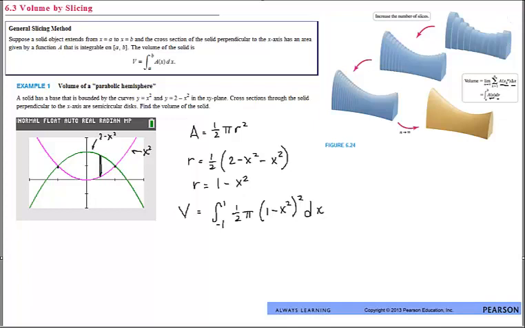The easiest way to do that integral is just multiplying it all out and getting the integral from -1 to 1, and I'll just go ahead and pull the 1/2 pi out here, and then that's going to be 1 minus 2x squared plus x to the 4th dx. And if I do that computation, I'll end up with 8 pi over 15. There we go. That's the first one.